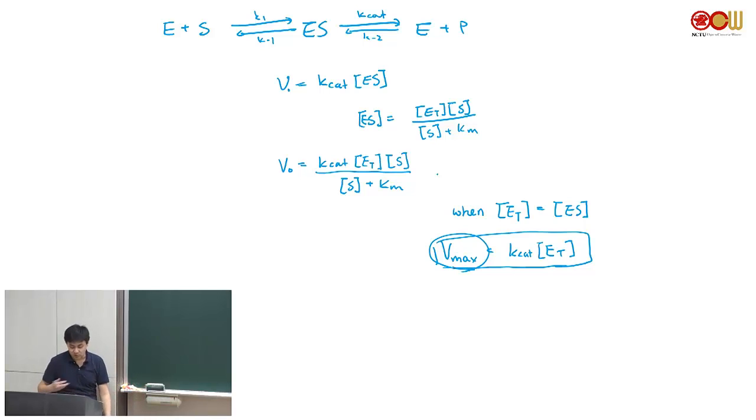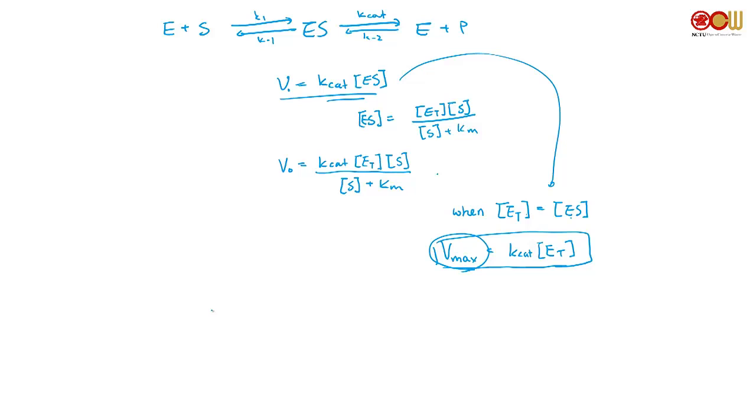So then, according to this rate equation, because if ES is equal to E total, then you have Vmax is equal to Kcat times enzyme total. Now, combining all of this, we'll have the Michaelis-Menten equation, which is rate is equal to Vmax times substrate concentration divided by substrate concentration plus Km.